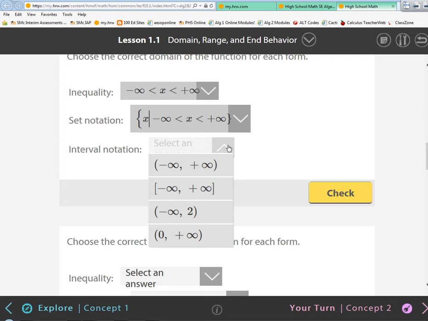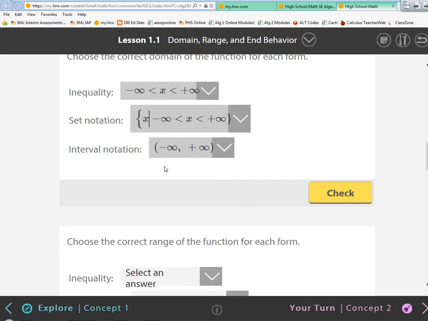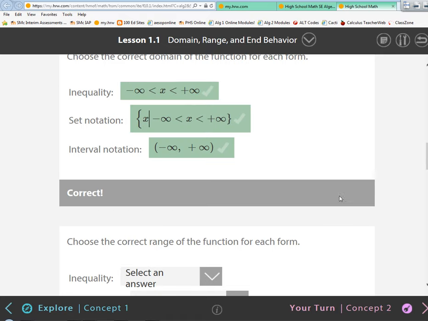Interval notation. Would it be the one in the parentheses? Parentheses, yeah. So the top one, right? Yeah, good. That guy, right? What's that mean? It means there is no boundary on the left, it goes forever, and there's no boundary to the x values on the right. Make sense? Okay, let's look at the range.